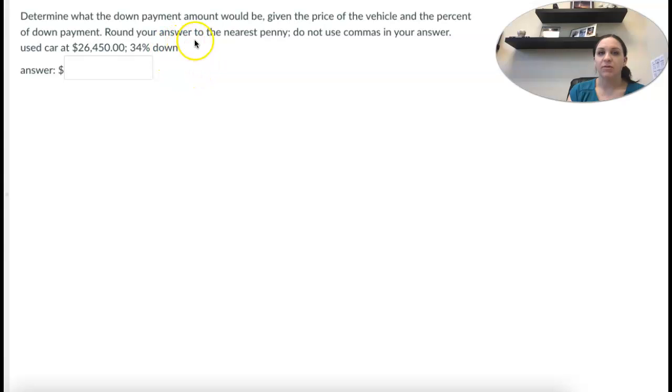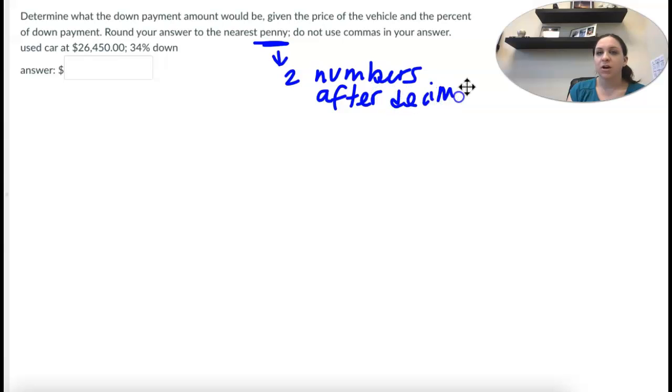of the down payment. Round your answer to the nearest penny. So that means you want two numbers after the decimal. That's cents. Do not use commas in your answer. If you type it in and there get to be commas in there, like Canvas puts commas in, don't worry. Just, you don't type them in.